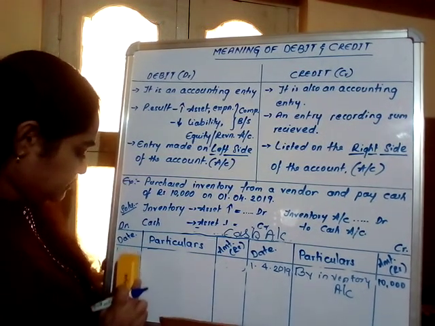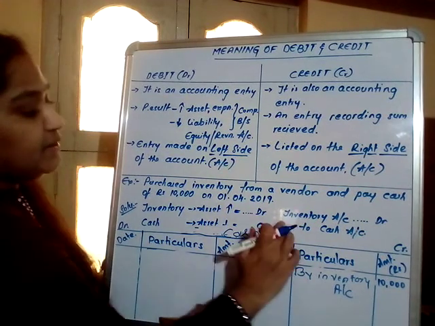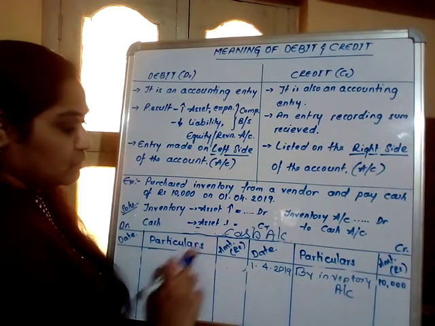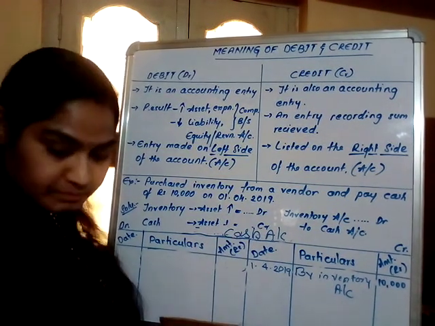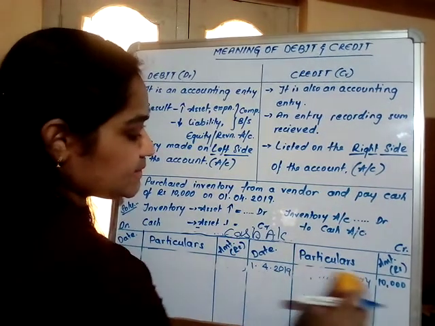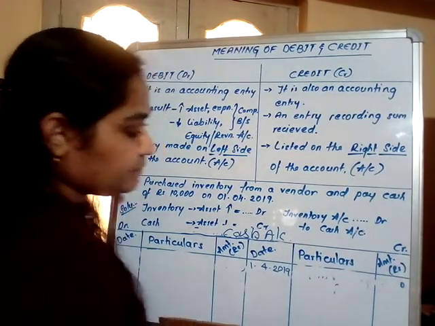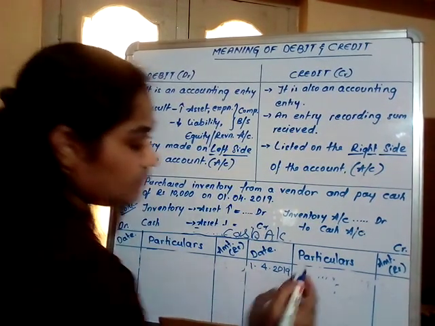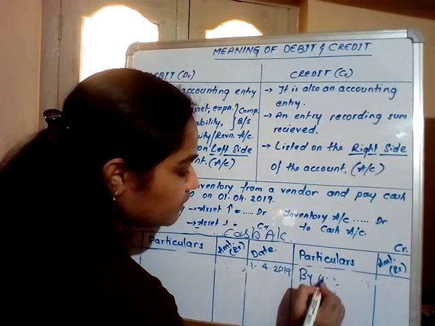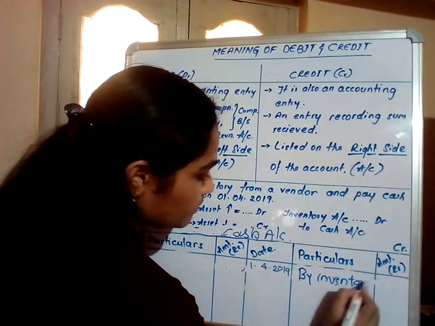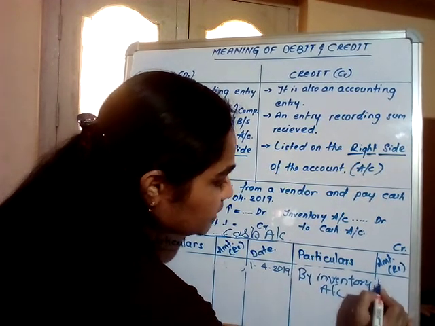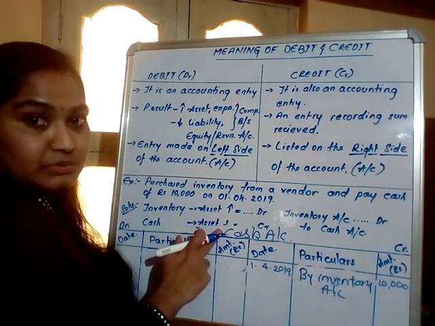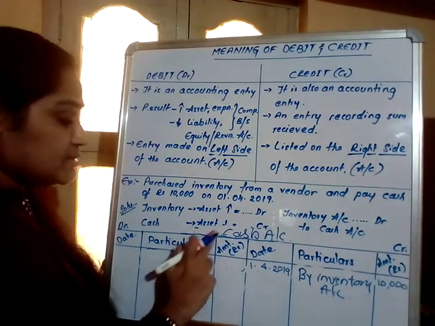See, in this case, inventory account debited to cash account. In the inventory account, what we did? To cash account. But in case of a cash account, it will come like this. The date will be the same, 1/4/2019, by inventory account amounted to rupees 10,000. These things will be in case of a cash account. Do you understand? It is in the cash account.